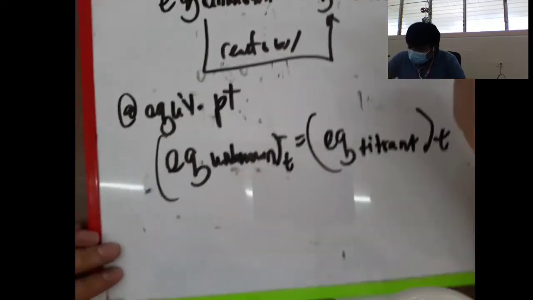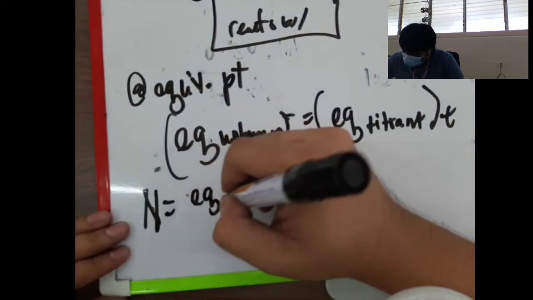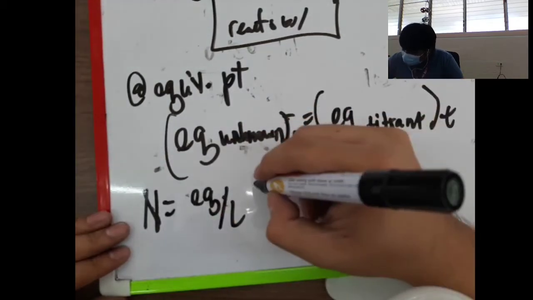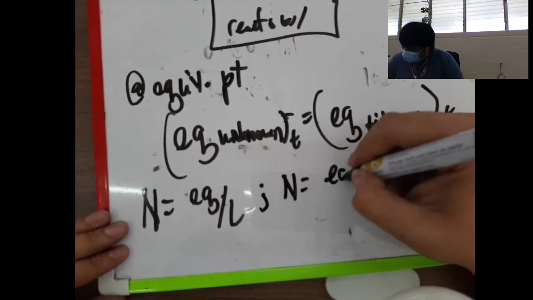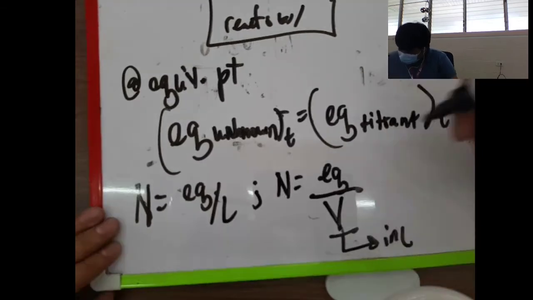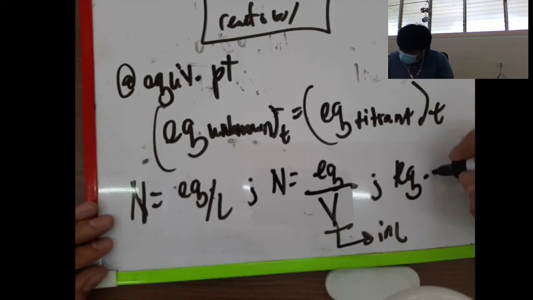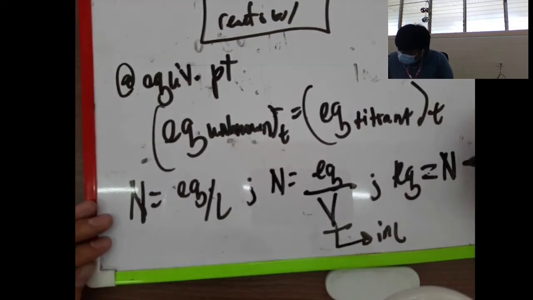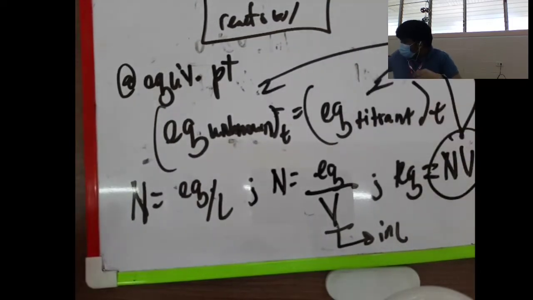Now we know that normality is expressed in equivalents per liter, right? So we can also say, just like in molarity, normality is equal to equivalence per unit volume. Remember that your volume should be in liter. Therefore, equivalence is equal to normality multiplied by volume. So substituting this expression here, therefore, wait, I'm running out of whiteboard space.